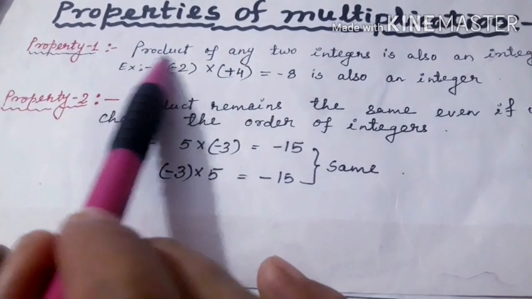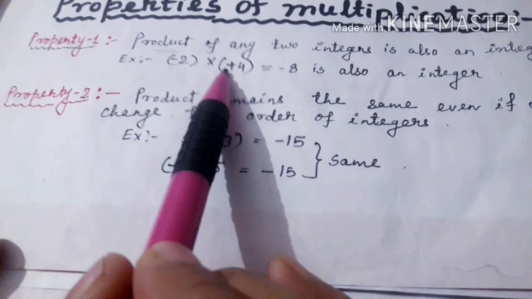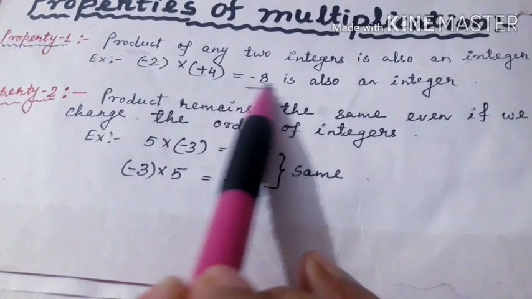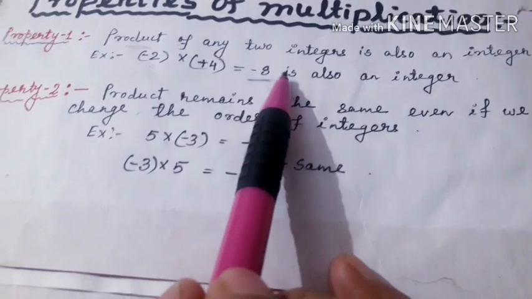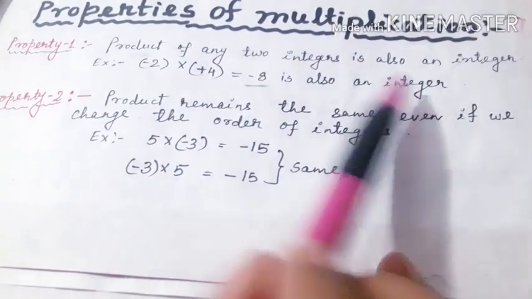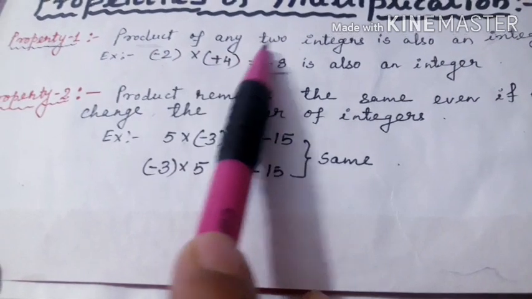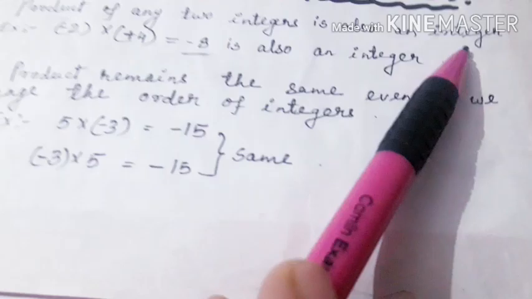Then product means, you know, multiplication. When we multiply both, what will we get? Minus 8. Is it an integer or not? Yes. Minus 8 is also an integer. That's why property 1 says the product of any two integers is also an integer.